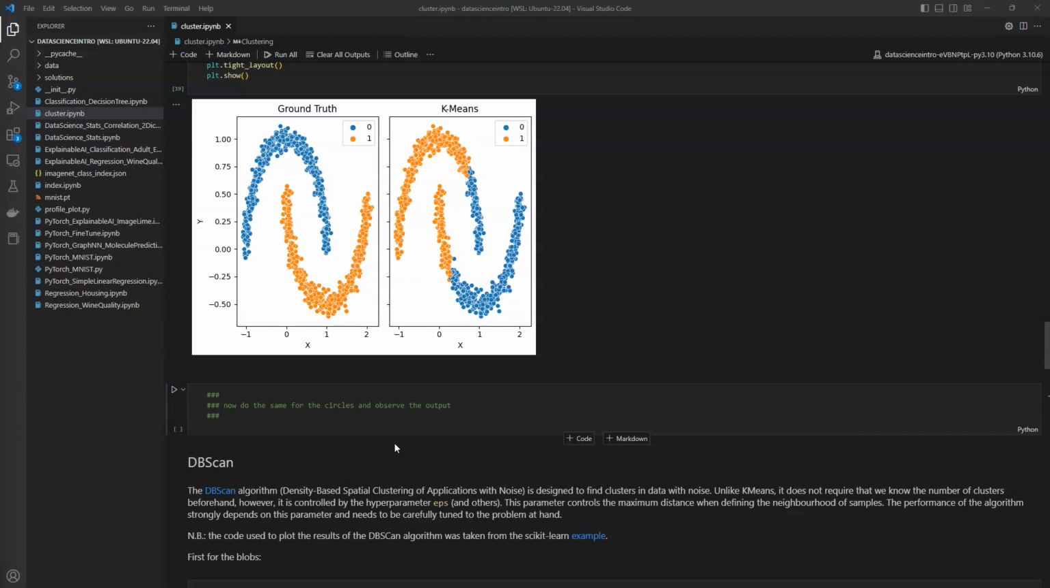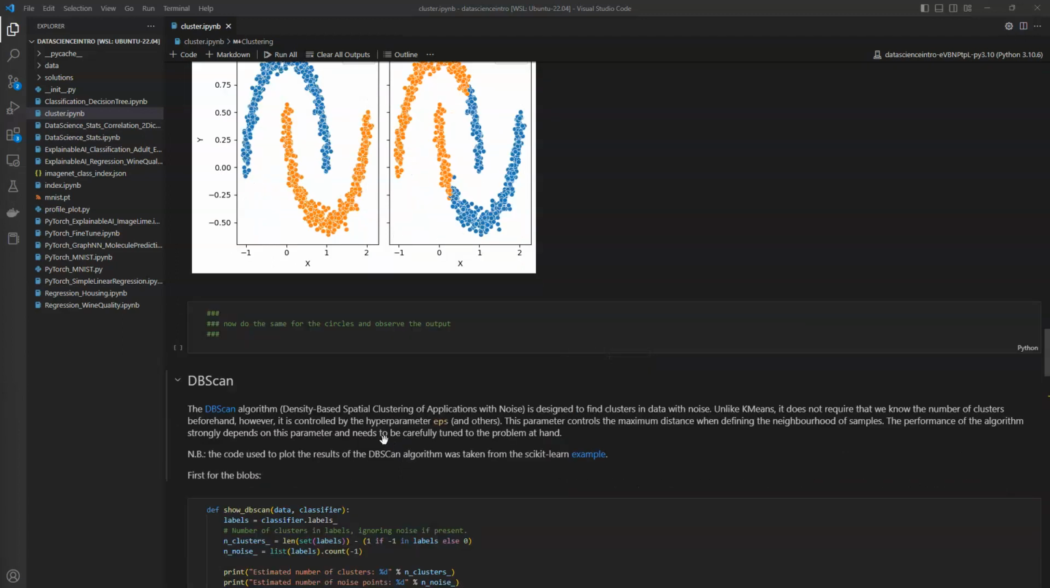One more performant algorithm is called DBSCAN. It's density-based spatial clustering of applications with noise. This is designed to find clusters in data with noise. So this is quite advantageous in real-life situations, because we will inevitably always have some noise in our data. And unlike k-means, it doesn't require that we know the number of clusters beforehand. However, you need to set the hyperparameter epsilon and some others. Essentially, these hyperparameters control how the algorithm behaves and the maximum distance when we define, for example, the neighborhood of a point.